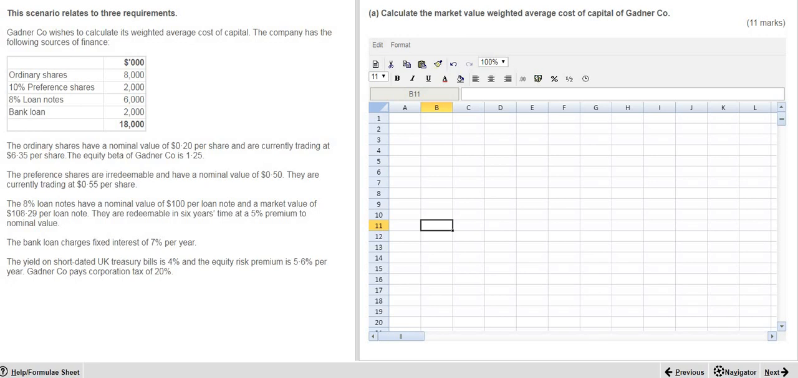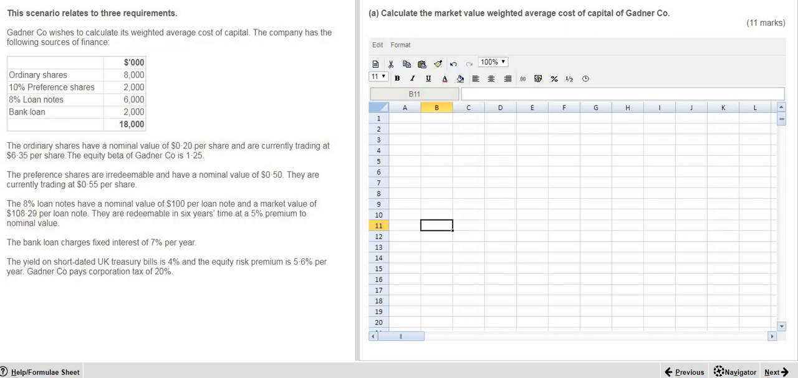This is a financial management constructive response question. We're looking at calculating weighted average cost of capital, and this particular question is based on market values. This is the Financial Management sample exam, December 2016. Now let's see how we can approach this question.